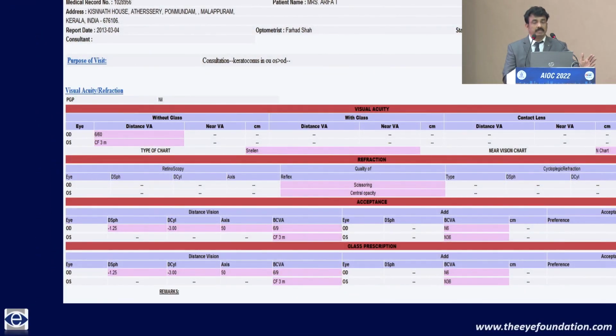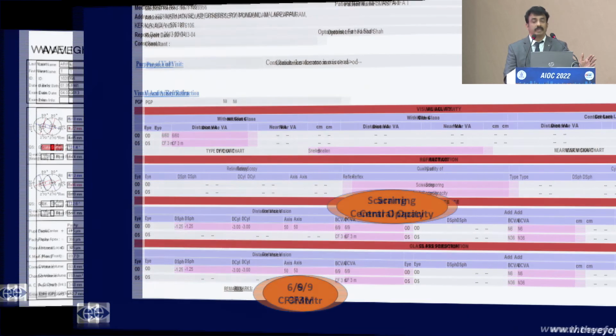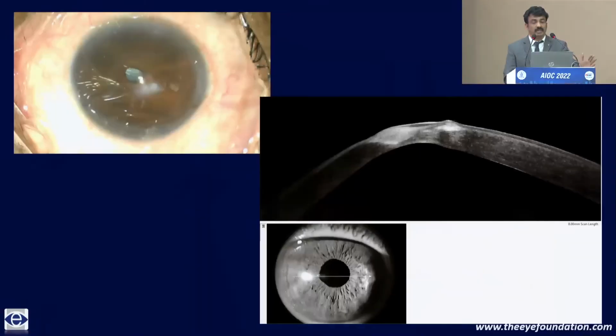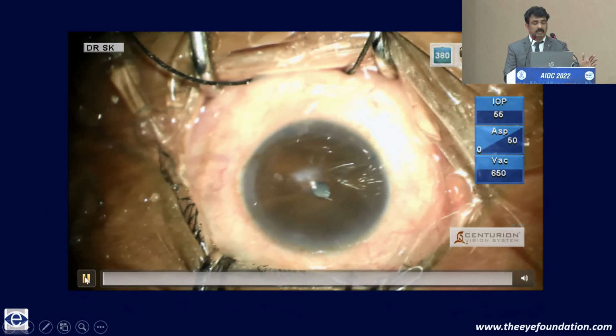This is a case of a 27 year old patient, again advanced keratoconus. The visual acuity is counting fingers at 3 meters, and this is the topography picture of the patient. This is the slit lamp picture, and this is the anterior segment OCT picture. You can see the scar here extending right up to the posterior stroma, but it does not touch the Descemet's. In these cases, you can expect a type 2 bubble, and this is what is happening here.